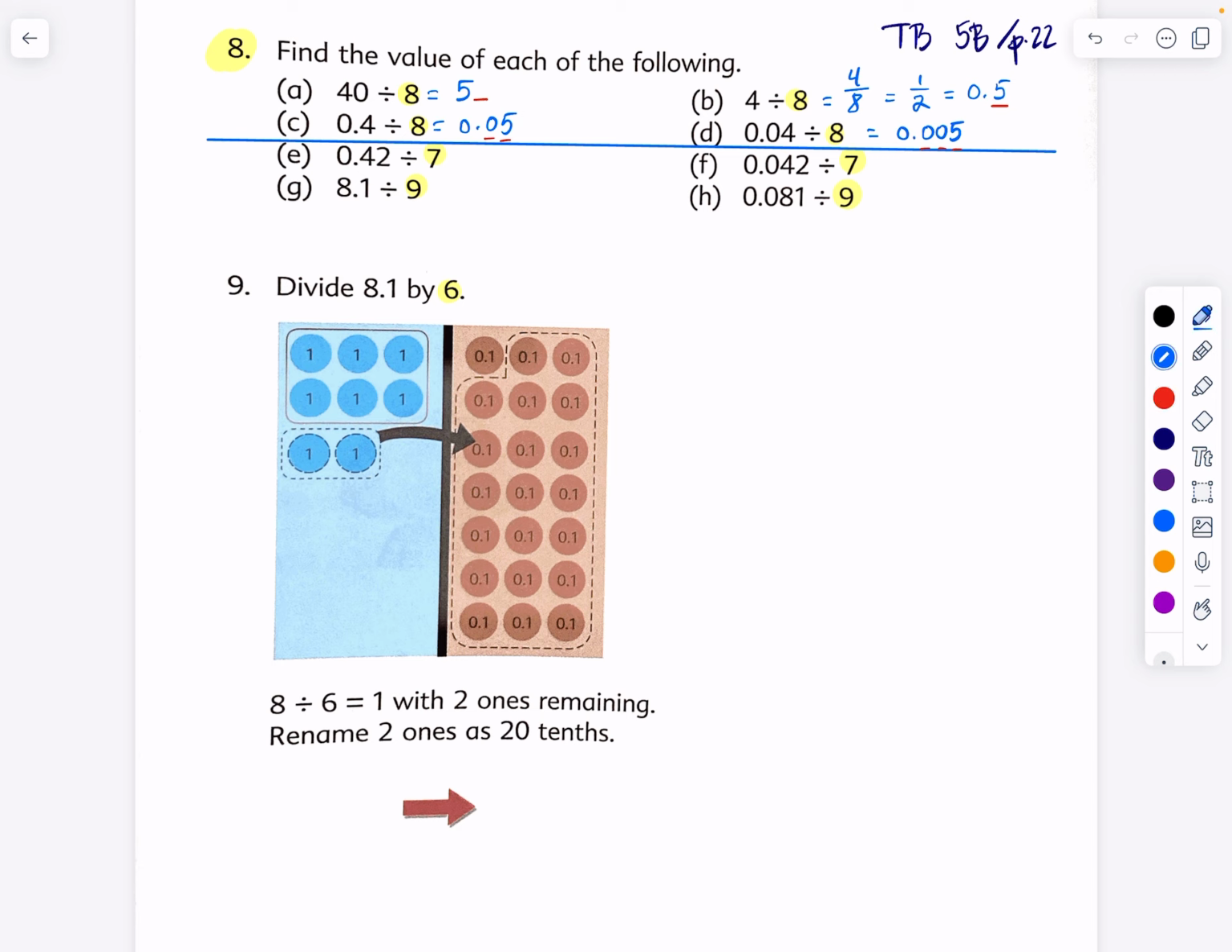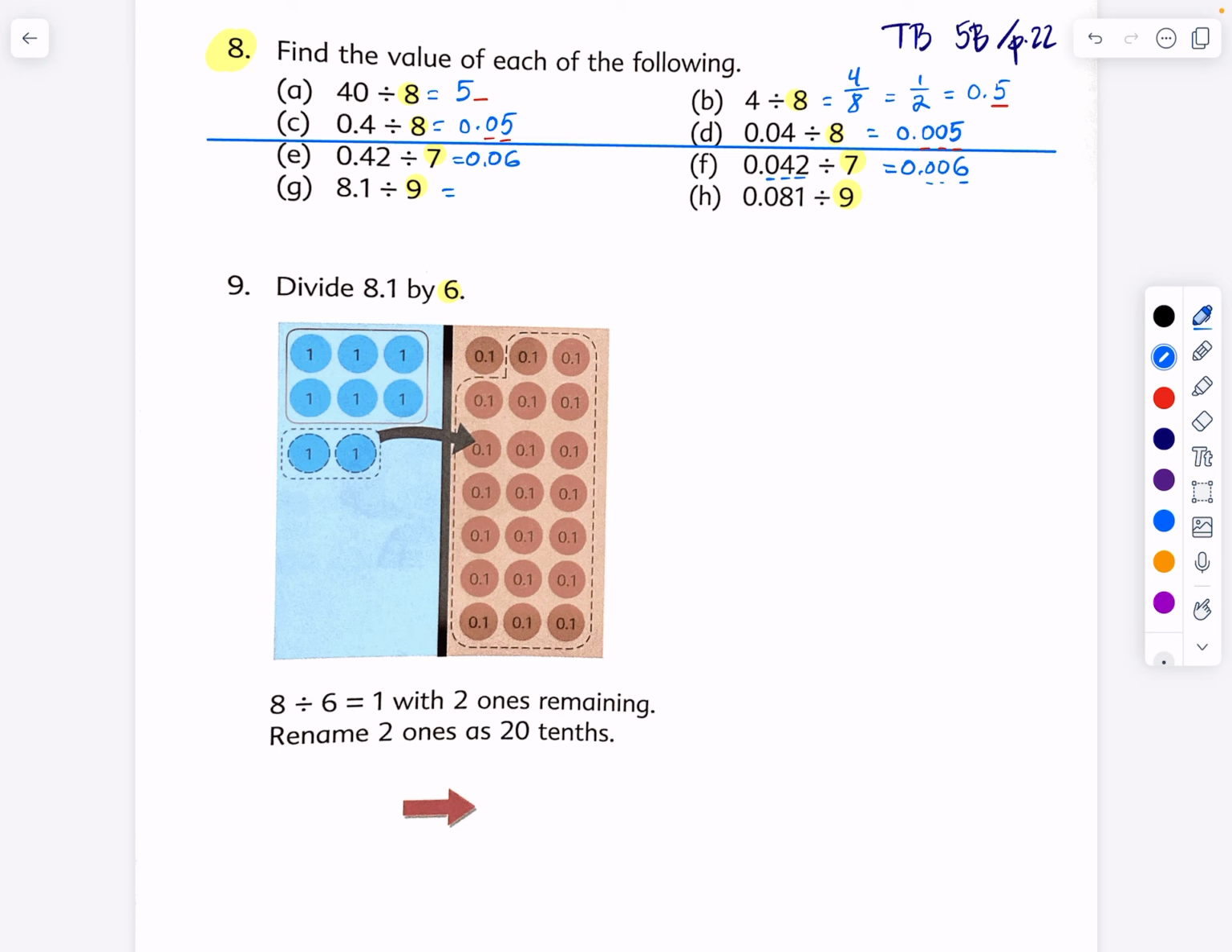Now let's take a look at E, F, G, H. In example E, we have a similar situation. 42 divided by 7 is 6, but 42/100 divided by 7 is 6/100. Now, look at example F. 42 divided by 7 is 6, but 42,000 divided by 7 gives us 6,000.